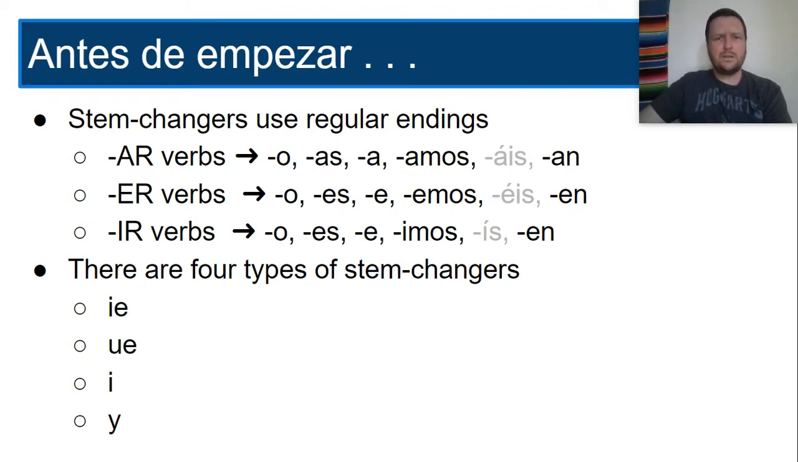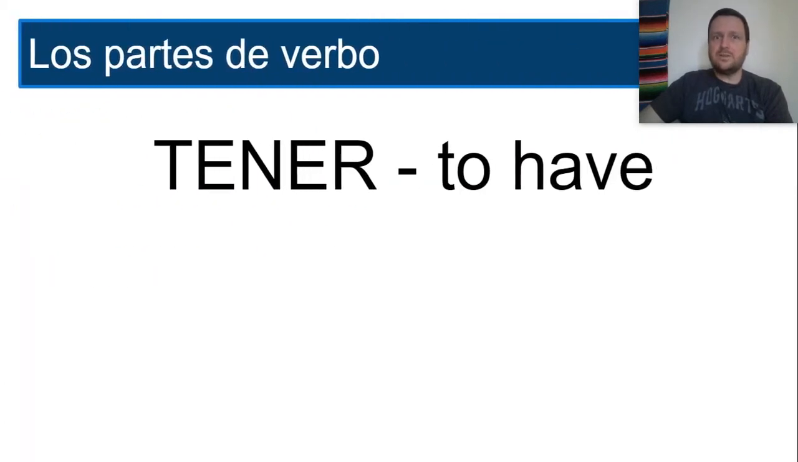The other thing we need to learn is that there are four types of stem changers. There's IE changers, UE changers, I changers, and Y changers. For now, we're only going to be focusing on the IE stem changing verb. The nice part about the IE stem changing verbs is we already know one. We learned the verb tener.